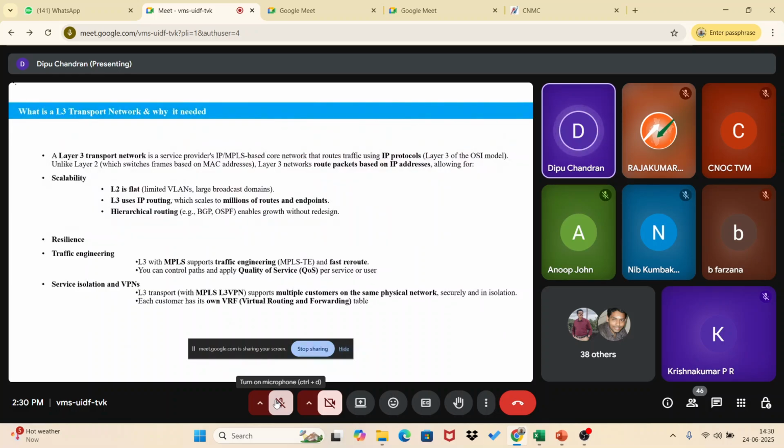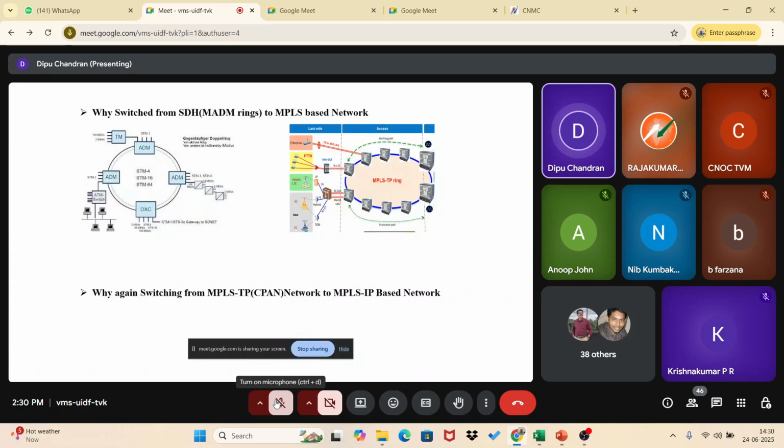So I hope this slide, maybe the transition phase, may not be so technical. I only tried to convey the basic difference. Hopefully it is okay.